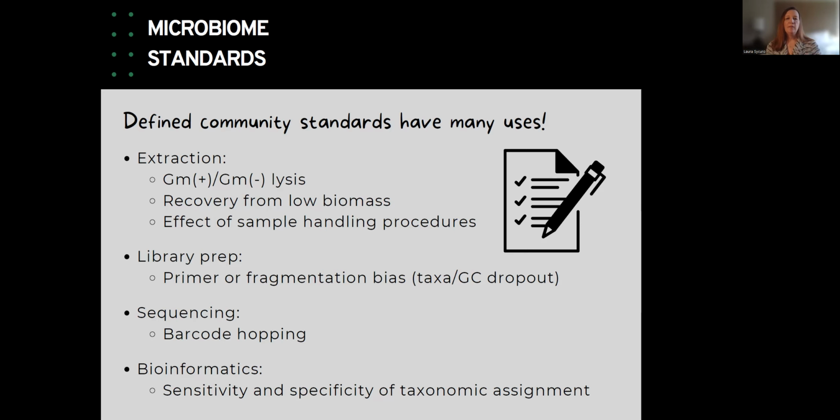So by looking for reads that are unexpected in your community standards, you can assess what's happening on your run with barcode hopping. And lastly, for bioinformatics, I'll just put one example here, but when it comes to taxonomic assignment, our community standards can help us ensure that our methods are sensitive and specific.